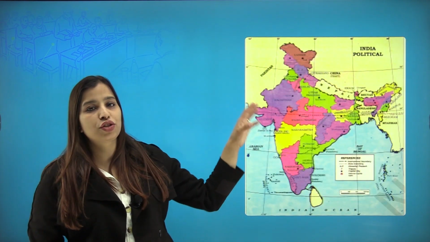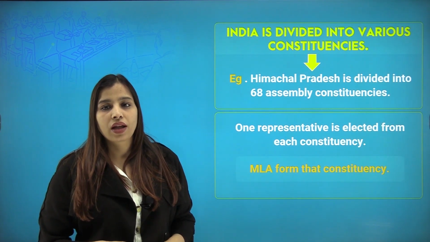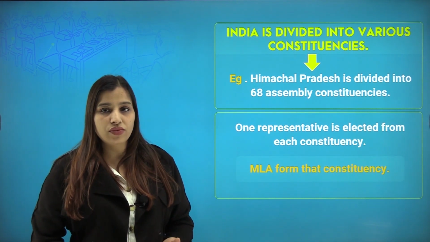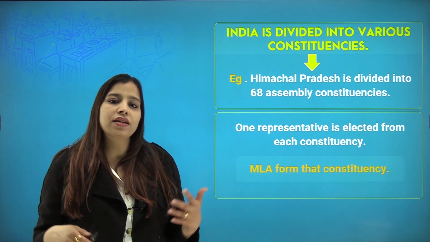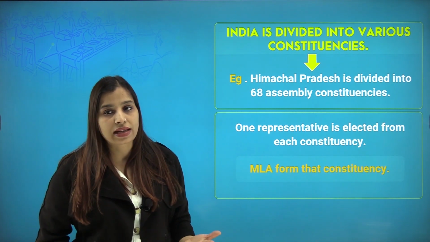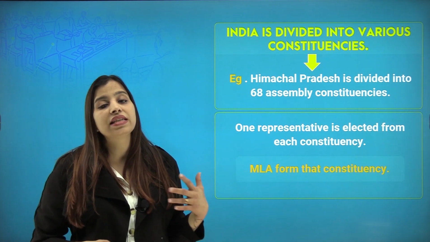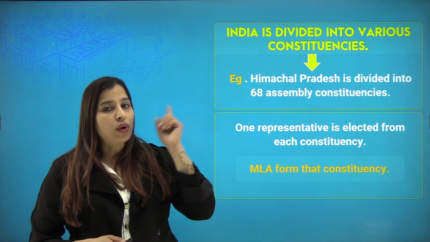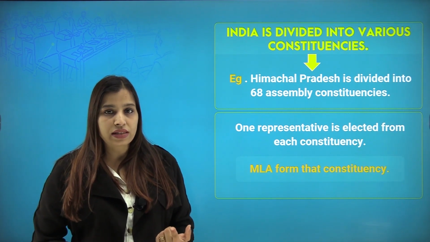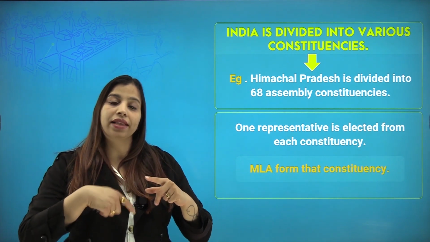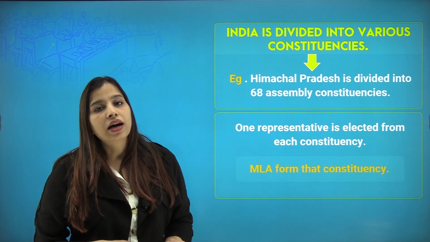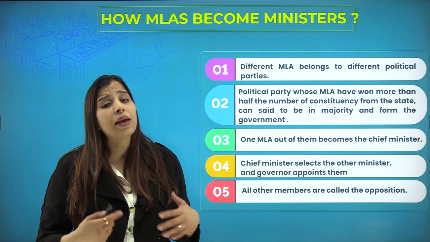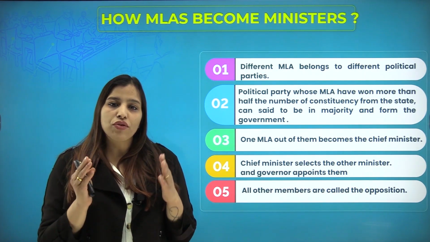the MLA. This is the map of India, which shows different states of India. Now, India is divided into various constituencies. This depends on the size of a state. The bigger the state is, the more constituencies it has. So, for example, Himachal Pradesh has 68 assembly constituencies. One representative is elected from each constituency, and the member who is elected from that constituency becomes the MLA. Now, how do MLAs become ministers? So, have you understood the process?